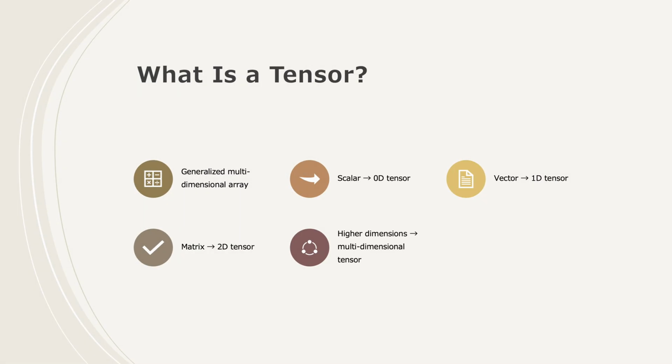The core data structure in TensorFlow is the tensor. A tensor is simply a multidimensional array. A scalar is a zero-dimensional tensor. A vector is one-dimensional. A matrix is two-dimensional. Images and batches are often 3D or 4D tensors. The name TensorFlow refers to the flow of these tensors through computational operations.